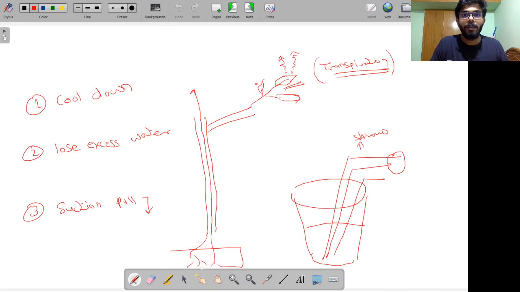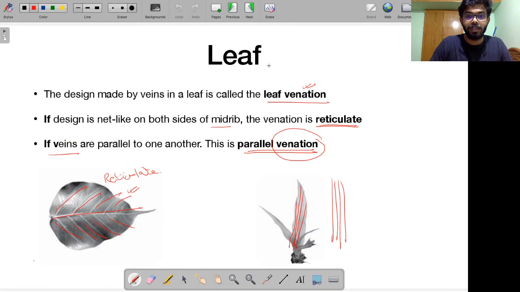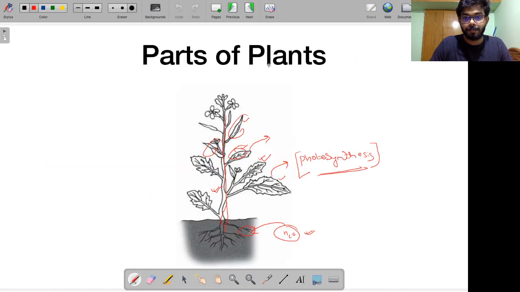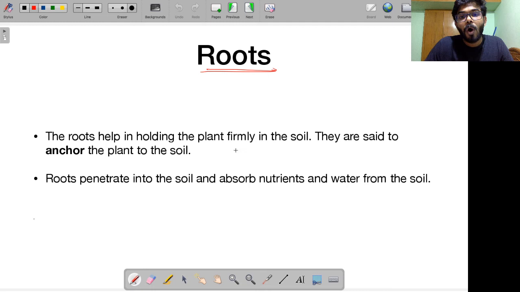Alright, let me now talk about the other part, that is the root. As you can see over here, these are the roots. So what are the various functions of the roots? Remember, roots help in holding the plant firmly to the soil. The plants don't go away. Why? Because of the presence of roots. They are said to anchor the plant to the soil.